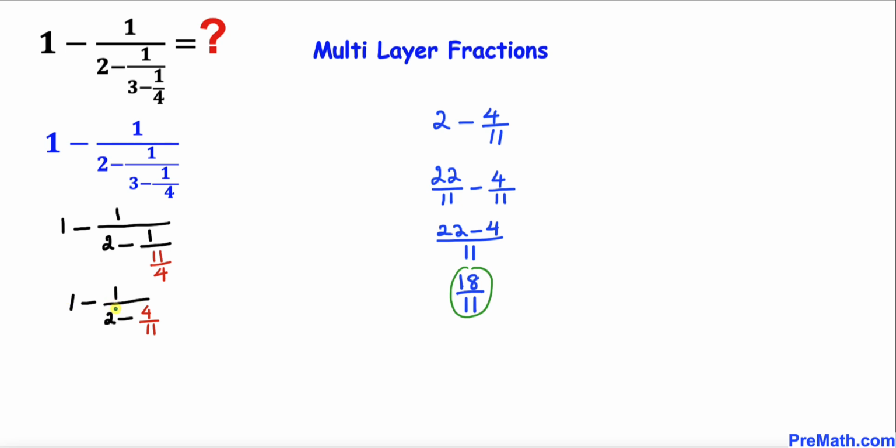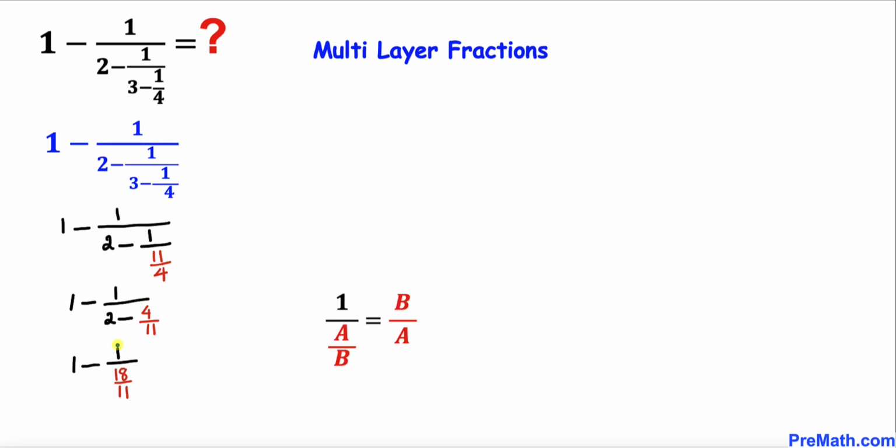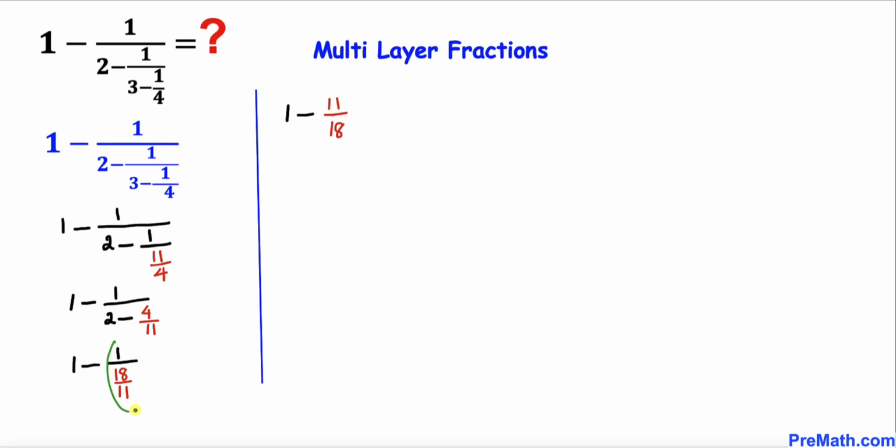So therefore I am going to replace this part by 18 divided by 11. In this next step I have replaced this whole thing by 18 divided by 11. Now let's focus on this 1 divided by 18 divided by 11, and we are going to use this rule once again. So this could be written as 11 divided by 18. In this next step I have replaced this whole thing by 11 divided by 18.